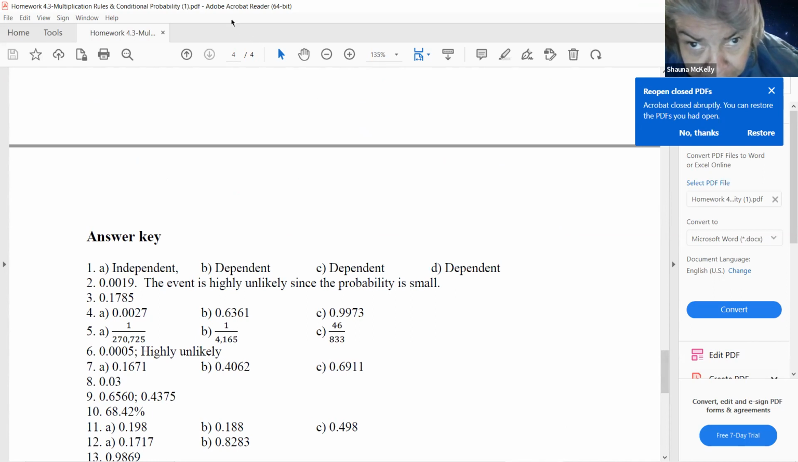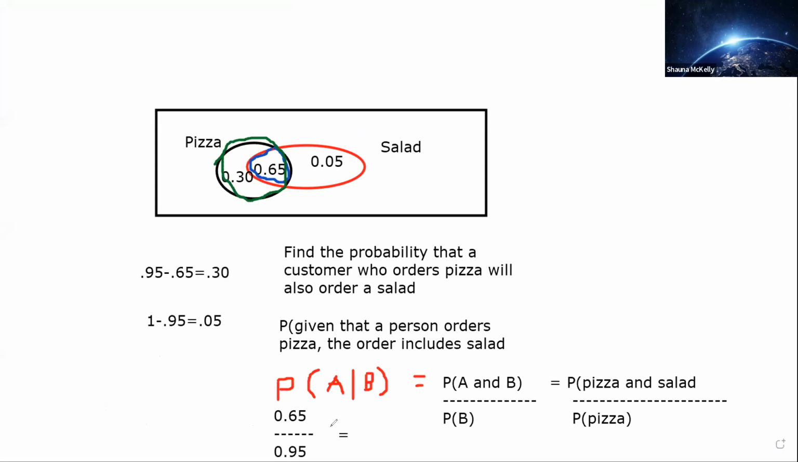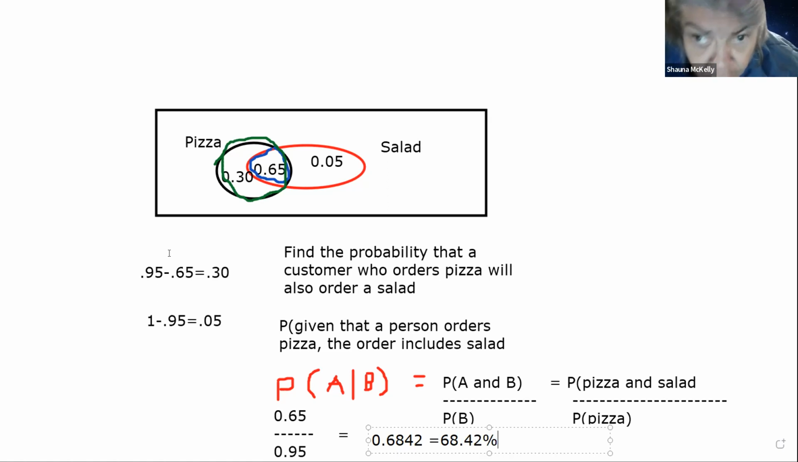So here we have, let me go to the whiteboard one last time. This is equal to, we're going to draw this, and we have 0.6842, which is 68.42%. And that is an example of conditional probability.